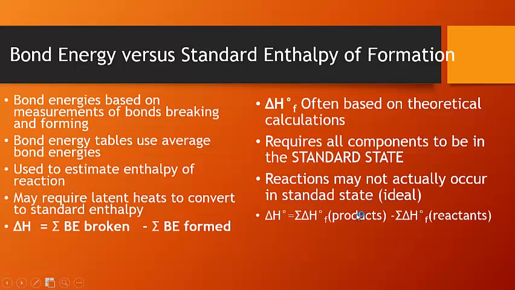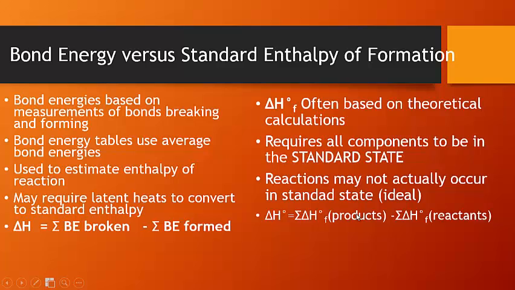What is the difference between a bond energy and the standard enthalpy of formation? We looked at the bond energies, and they were basically measured from bonds breaking and forming. And they use a table of average bond energies. What I mean by average is that you might have a C-H bond, and that's calculated from an average of a number of different molecules. So the difference between having a C-H in a methane molecule, which only has C-H bonds, and looking at a C-H bond in ethanol would be a slight difference in that average bond energy, and yet we use that average.